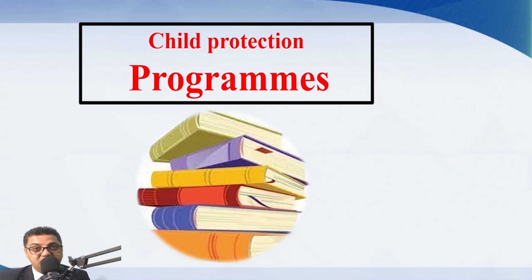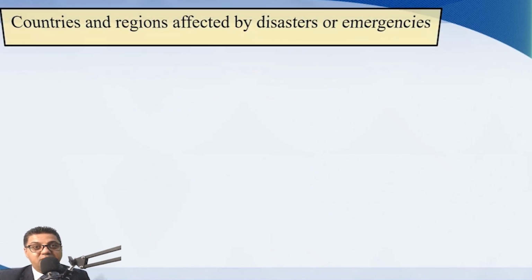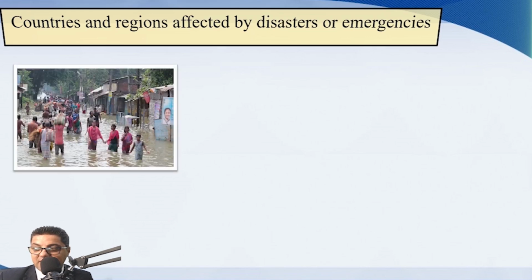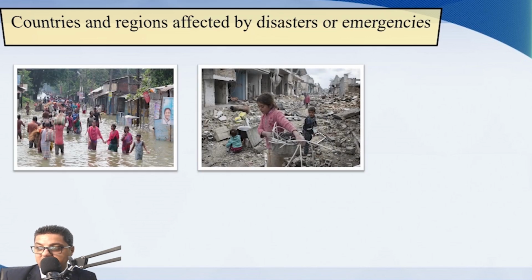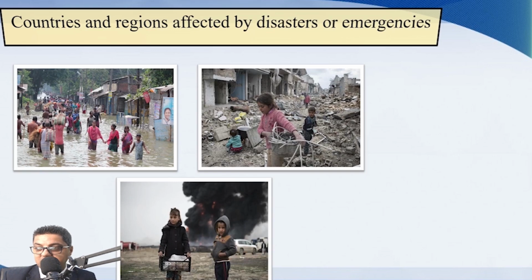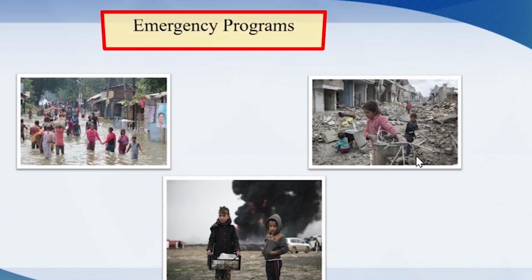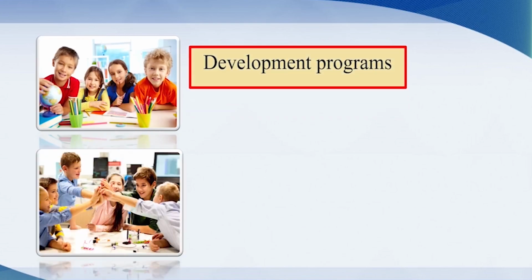In fact, these programs are designed for cities, countries, and regions that are affected by crises and emergencies, such as earthquakes, floods, famine, armed conflicts, wars, and etc. These programs are called emergency programs. Also, there are programs for stable countries and regions that need developmental efforts. These programs are called developmental programs.